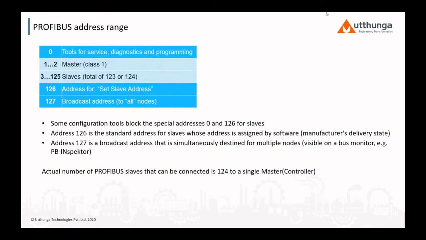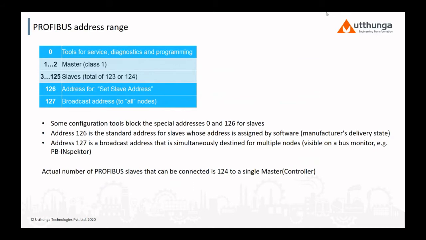So we will go to the PROFIBUS DB address ranges. What is the maximum address range? As maybe all or some of you know, 0 to 127 is the defined address range, but most commonly we don't use 0. 1 to 2 is for the masters. Usually 2 we assign for the master, if it is a Siemens master. And 3 to 125 is the slave addresses.